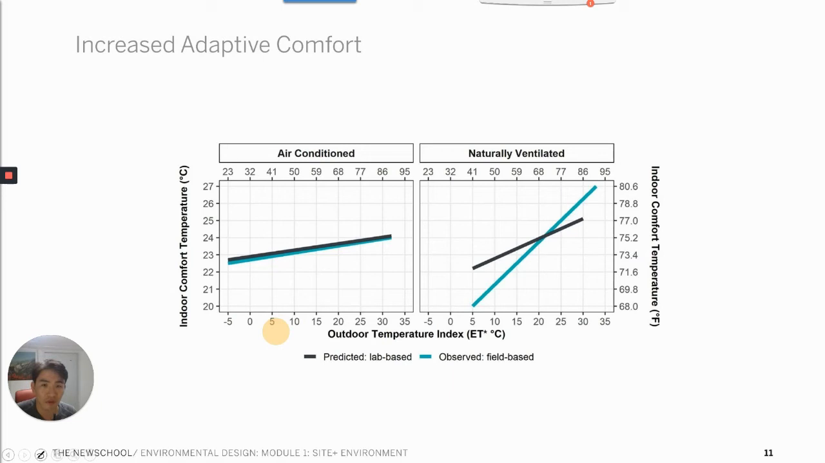For example, if you look here, when the outdoor temperature is 5 degrees Celsius, an occupant in a naturally ventilated building feels comfortable even at a temperature as low as 20 degrees, while an air-conditioned building needs to be at 22 degrees for occupants to feel comfortable.